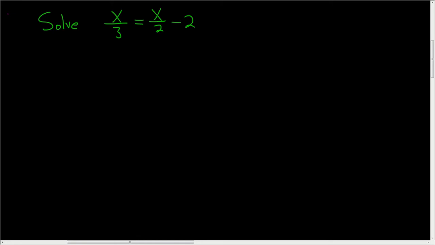We have to solve the following equation. Let's go ahead and do it. Solution. A good idea is to get rid of the fractions. So if we multiply both sides by the least common denominator, which is 6, that will work.